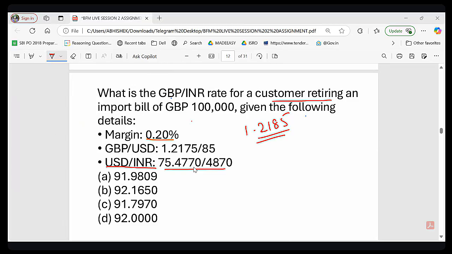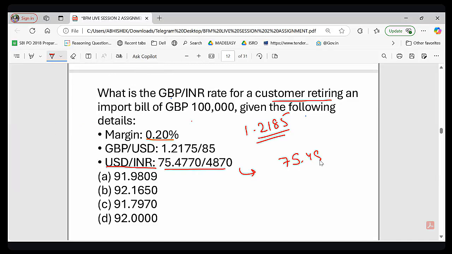So now in this case, first thing we have to buy GBP. So we will use 1.2185. Now similarly for USD per INR, we will take 75.4870, not 70, right?